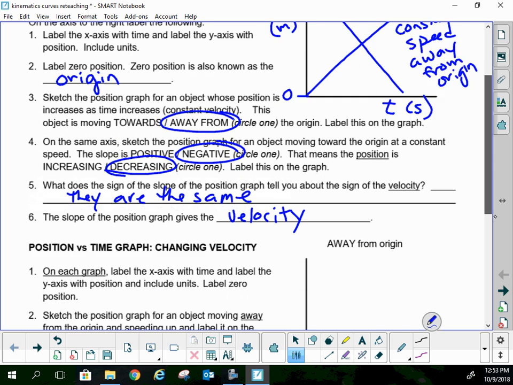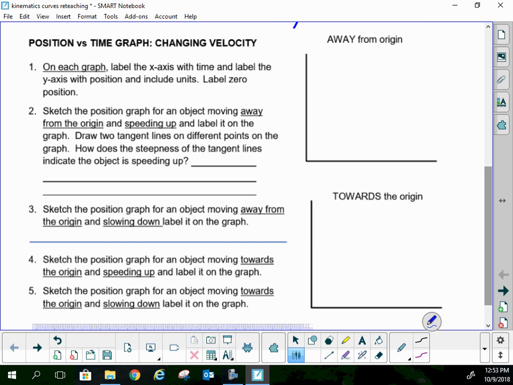So now that we've looked at velocity that is constant, we're going to start looking at velocity that is changing. And when we have a changing velocity, that's going to cause our position graphs to be curved. So again, we're going to go through and label. And we need to include our zeros, right? We're going to include our zeros. And we're going to sketch a position graph for an object moving away from the origin and speeding up. We'll label that as well. So this is away, speeding up.